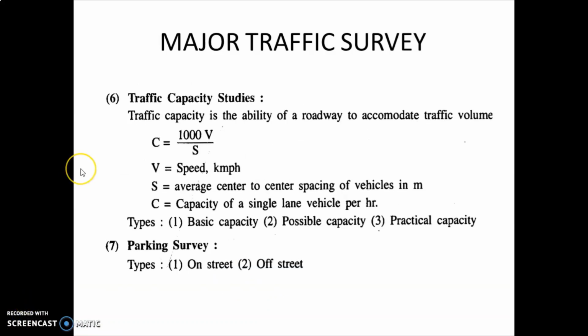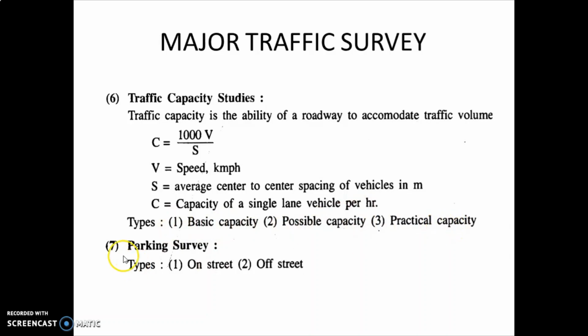Now in major traffic survey, the sixth method is traffic capacity studies. Traffic capacity is the ability of a roadway to accommodate traffic volume, and that we can find using this equation. C is equal to 1000 into V upon S, where V is speed in kilometer per hour, S is average center to center spacing of vehicle in meter, and C is the capacity of a single lane in vehicle per hour. And here there are three types: basic capacity, possible capacity, and practical capacity.